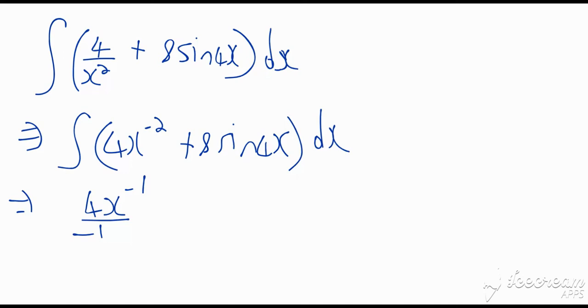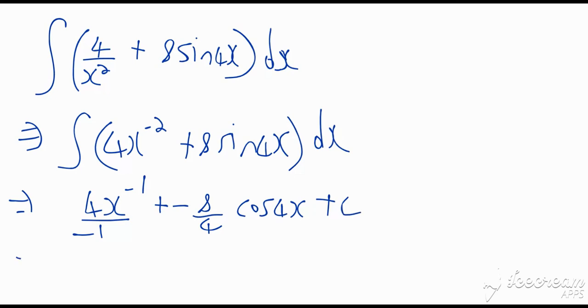All right, for the 8 sine 4x, you can ignore the 8 at the front for the time being. Looking at the 4x, when I differentiate that, I'm going to get 4. So we know we're going to divide by that 4. So I'm going to have plus 8 over 4. Of course, when I integrate sine, I get a negative cos. So we're going to have the minus at the front there, and we're going to have cos 4x plus the constant of integration.